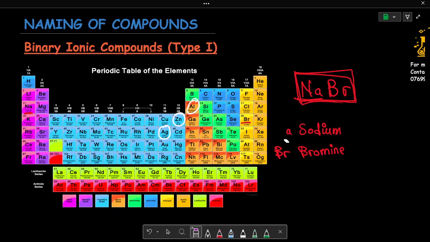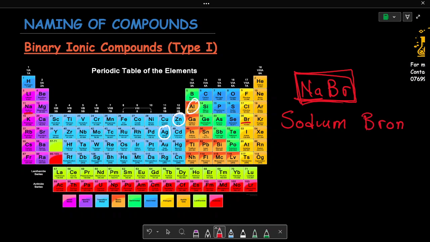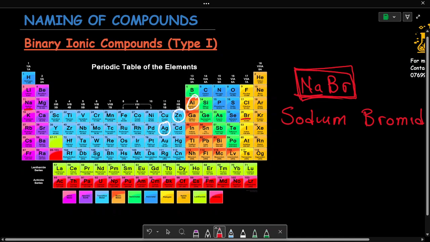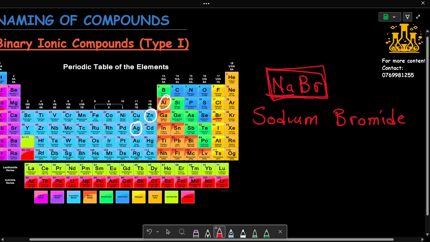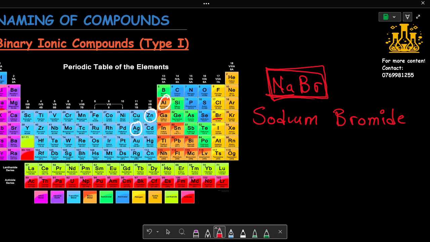And we earlier said that the first part of the name of the compound is going to come from the metal, and the metal in this case is sodium, so it will be sodium. The other part will come from the non-metal with the ending changed. You replace the last part with IDE. So it will be sodium bromide.